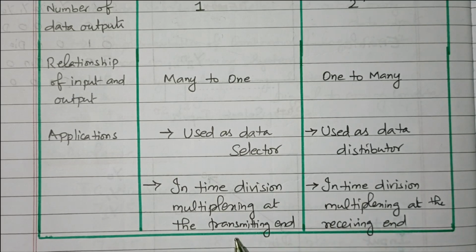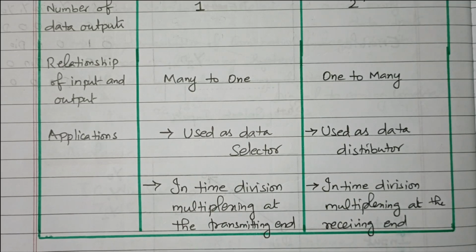Here 2 to the power n inputs are available at the transmitting end, and at the receiving end. So we can go for time division multiplexing at the transmitting end, that is 2 to the power n inputs. At the receiving end, that is 2 to the power n outputs, right? So this is the application of the multiplexer and demultiplexer. So in this video we discussed the parameters, similarities and differences between the multiplexer and demultiplexer.